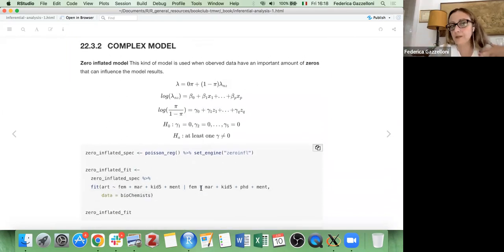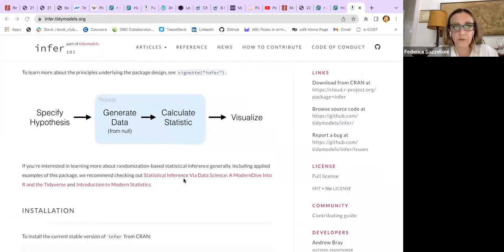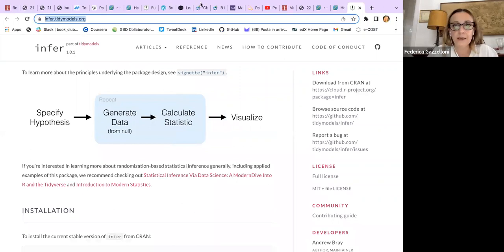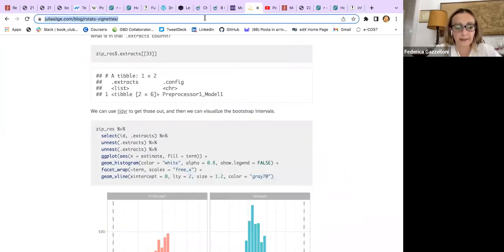We go forward with this investigation and look at the zeros, and ask what if they haven't published at all or if they have published. So we use this zero inflated model, and you can find great information about this in Julia's blog.